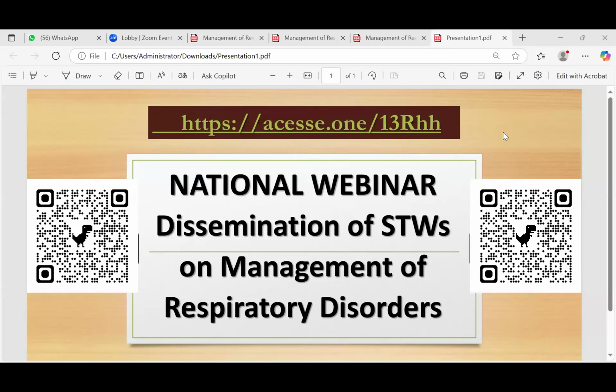So given the variable availability of specialists and the spread of NCD into the rural and underserved areas, the STWs enable non-specialist providers to manage common conditions effectively. This supports the NPNCD goal of decentralization of NCD care and reducing the unnecessary referral to the higher centers.